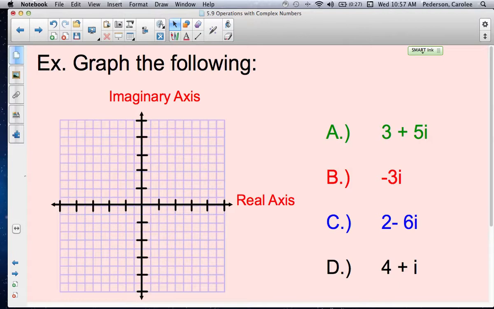Point A will be the complex number 3 plus 5i. Point B will be the complex number -3i. Question C will be 2 minus 6i. And then question D, 4 plus i. And we're going to just graph them all on the same coordinate plane.